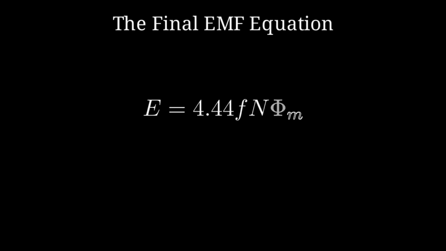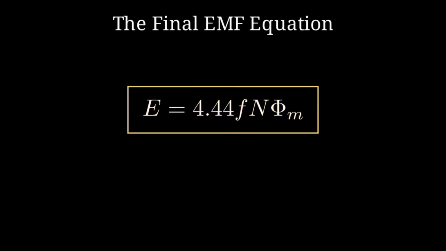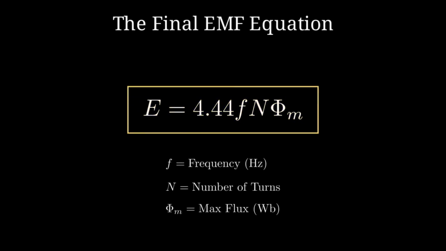After simplifying the constants, we arrive at the standard EMF equation, E equals 4.44 times frequency, times the number of turns, times the maximum flux. This formula applies to both the primary and secondary sides.